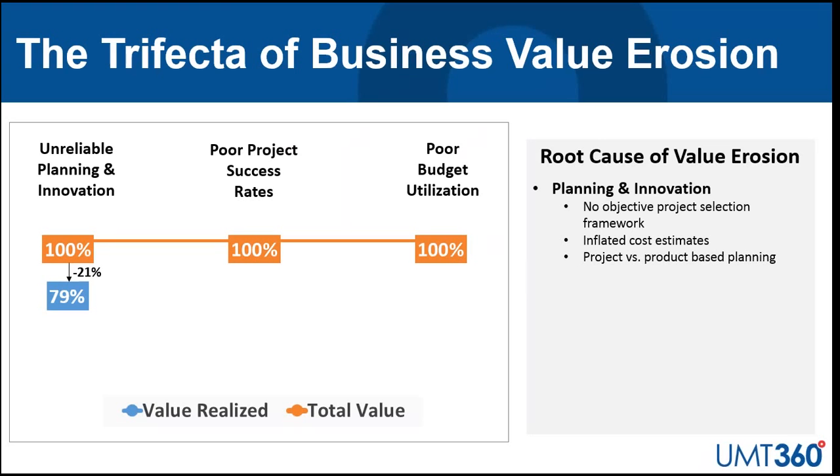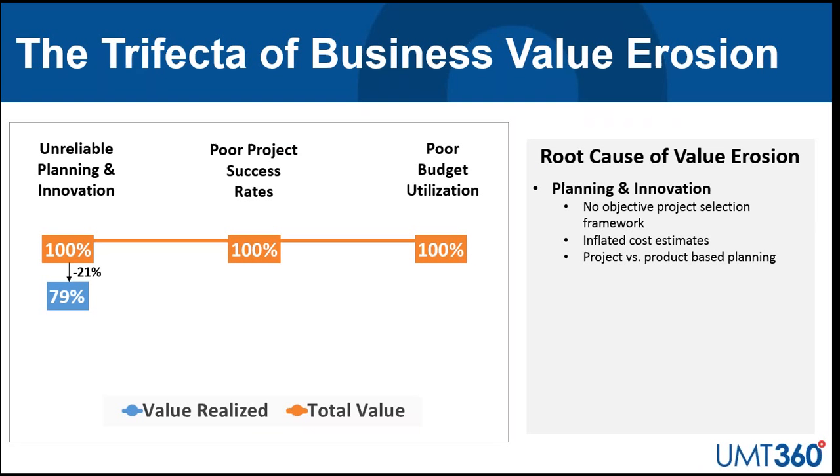Now, it's very easy to just throw out these stats, but from our research, we found there are 3 primary reasons causing this business value erosion, something I like to refer to as the trifecta of business value erosion. And you can see them here: unreliable planning and innovation, poor project success rates, and poor budget utilization. I think it's important just to stop and break down why each one of these is contributing to that potential loss of around 50% of the planned business value from the portfolio.